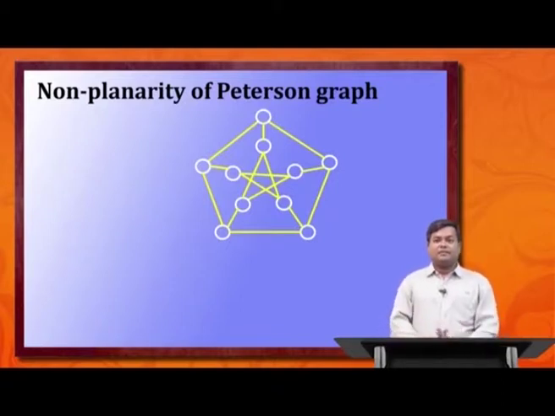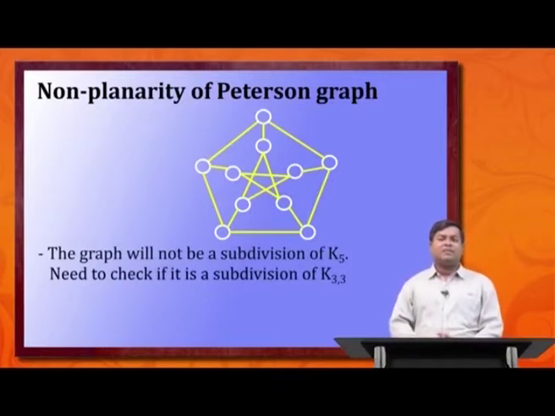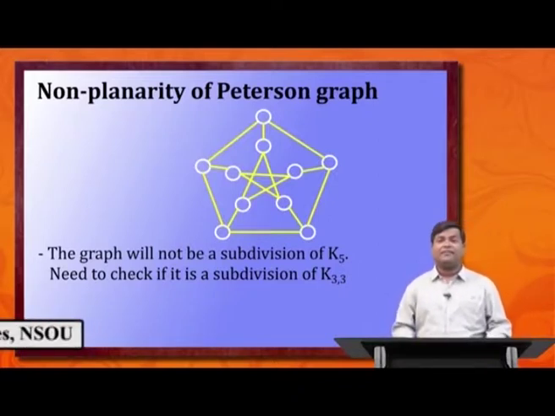First, the graph will not be a subdivision of K5. The particular reason behind this is that K5 is basically a complete graph of 5 vertices. Now all the vertices have degree 4 in K5, but in the Petersen graph, every vertex has degree 3, so we cannot find any subdivision of K5 in this graph.